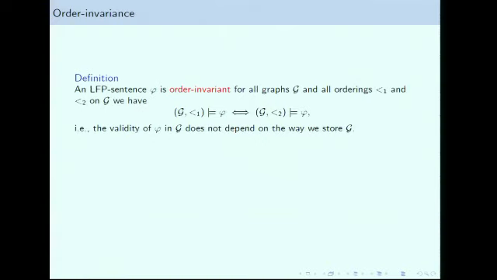This motivates the following notion of order invariance. An LFP sentence phi is order invariant if for all graphs G and all two orderings, the first less-than-1 and the less-than-2, we have that G together with the first ordering is a model of phi if and only if G together with the second ordering is a model of phi. This means that the validity of phi in G does not depend on the way we store G in our memory.